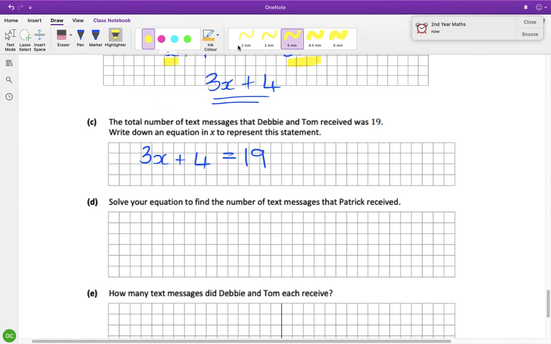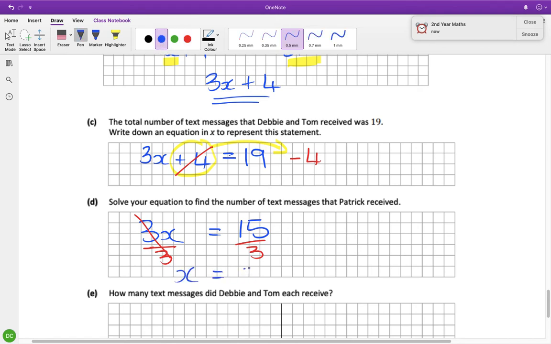Now they want us to solve it. So to solve it, I would take my 4, bring it across. It would become a minus 4, and then that would be gone. So I have 3x equals 19 minus 4 is 15. And then divide by 3 on both sides. So x equals 5.